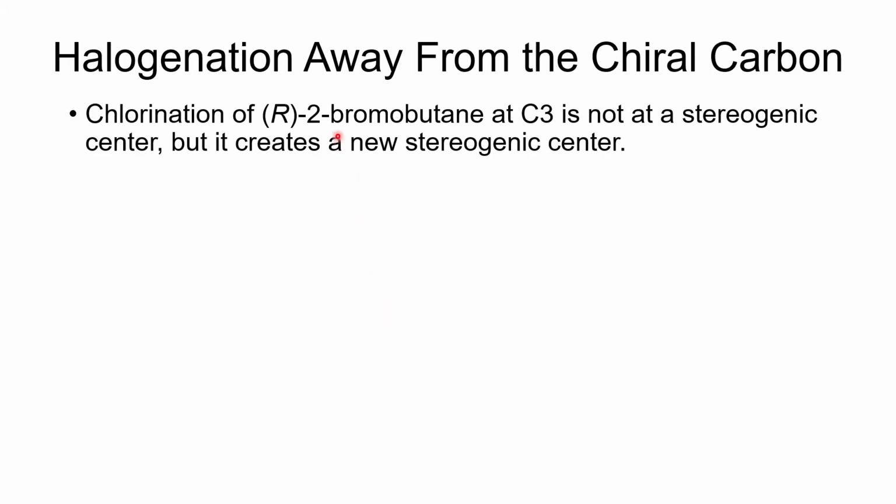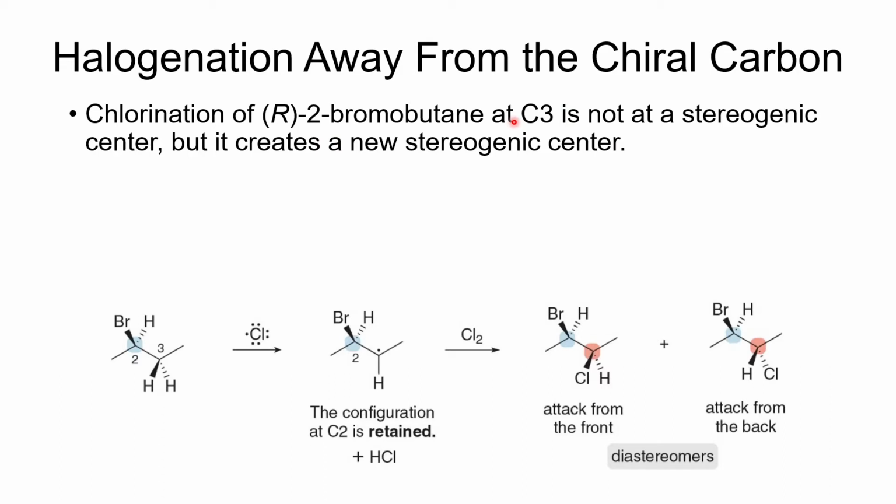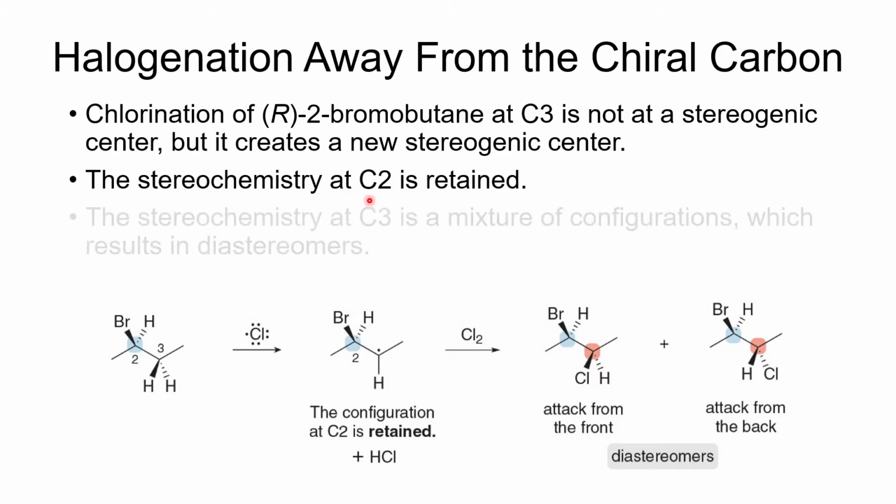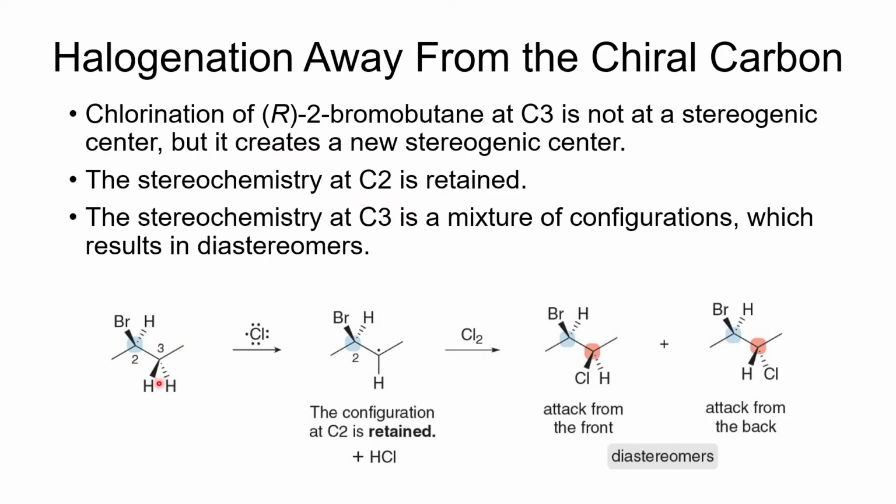So if the chlorination occurs at carbon 3, well, carbon 3 is not a stereogenic center. But when we do the reaction, it will create a new stereogenic center. Since carbon 2, that stereogenic center, didn't get disrupted, its stereochemistry is going to be retained. The stereochemistry at carbon 3, though, we have this planar radical, and the chlorine can come in from the front or from the back. If it comes in from the front, we'll get this one. And if it comes in from the back, we will get this one.